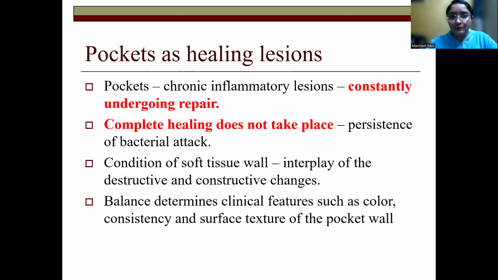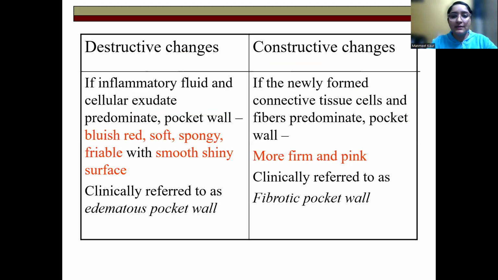Okay, so pocket as a healing lesion: what you have to understand is that the pocket will never heal, and in the pocket some constructive and destructive changes are always going on. In destructive changes, if inflammatory fluid and exudate predominate in the pocket wall, then it is bluish red, soft, spongy, friable, with a smooth shiny surface. So clinically, how will this pocket wall be? Edematous.